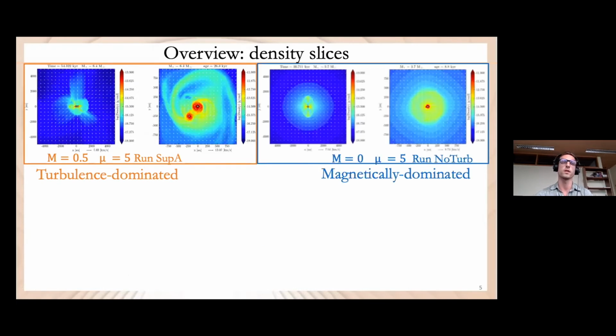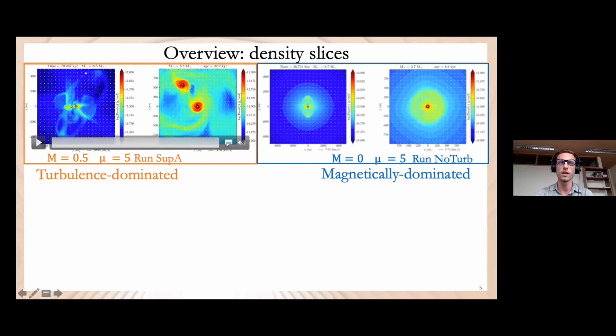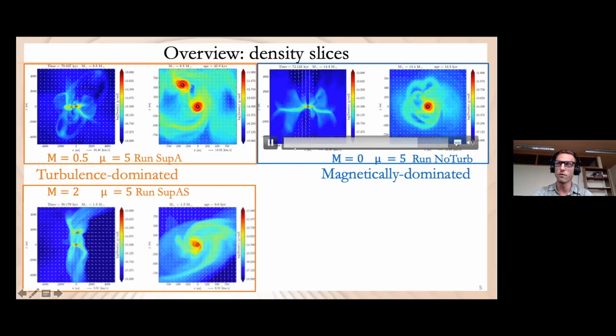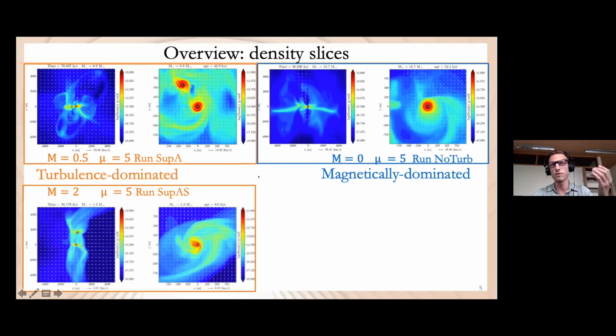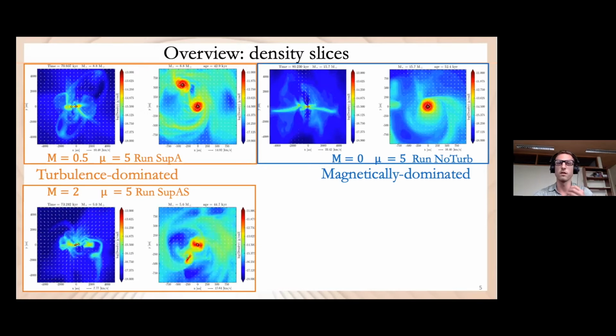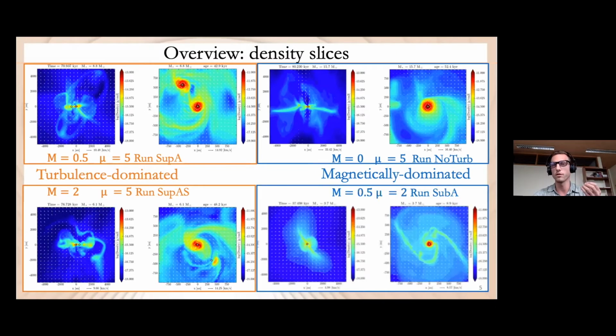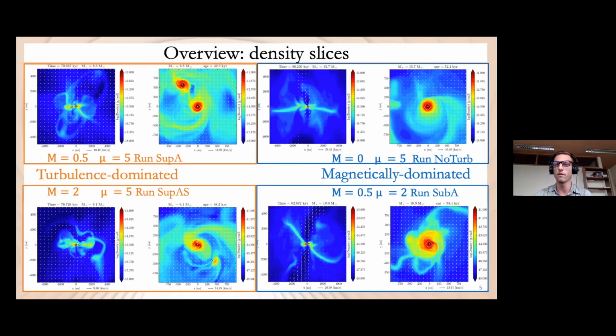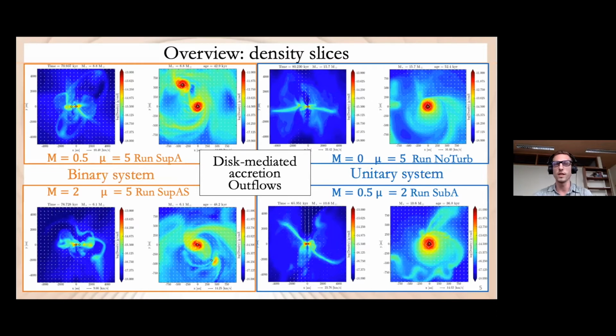So what we find is the formation of moderately large outflows and a binary system. Then we shut off turbulence. This is the no-turb run. We have very large outflows, a unitary system. Then we increase the turbulence so that it's super-Alfvénic, but also supersonic. We have, once again, a binary system and a very tiny outflow. And then we increase the magnetic field strength, starting from the first run. And we have very large outflows and a unitary system. So when turbulence dominates, we have a binary system. When magnetic field dominates, we have a unitary system and very large outflows.